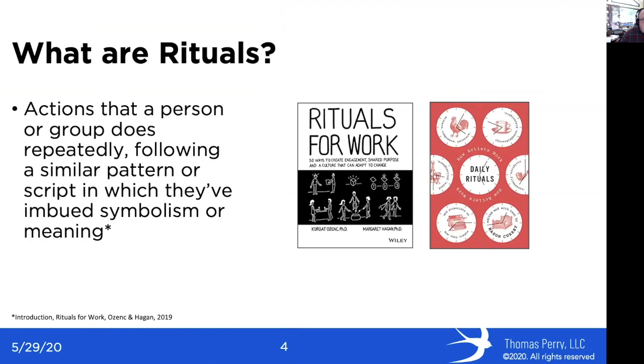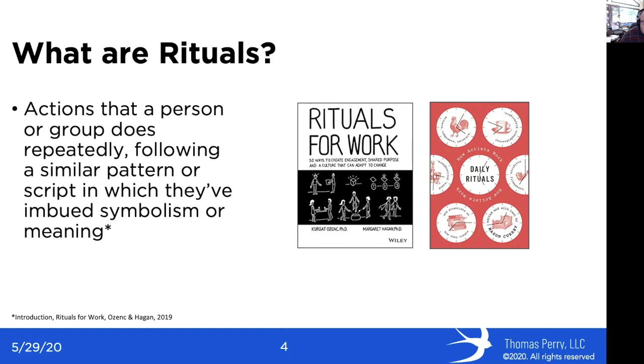I've got one definition here: actions that a person or group does repeatedly following a similar pattern or script in which they've imbued symbolism or meaning of some sort. And this is taken from a book called Rituals for Work: 50 Ways to Create Engagement, Shared Purpose, and a Culture that Can Adapt to Change.